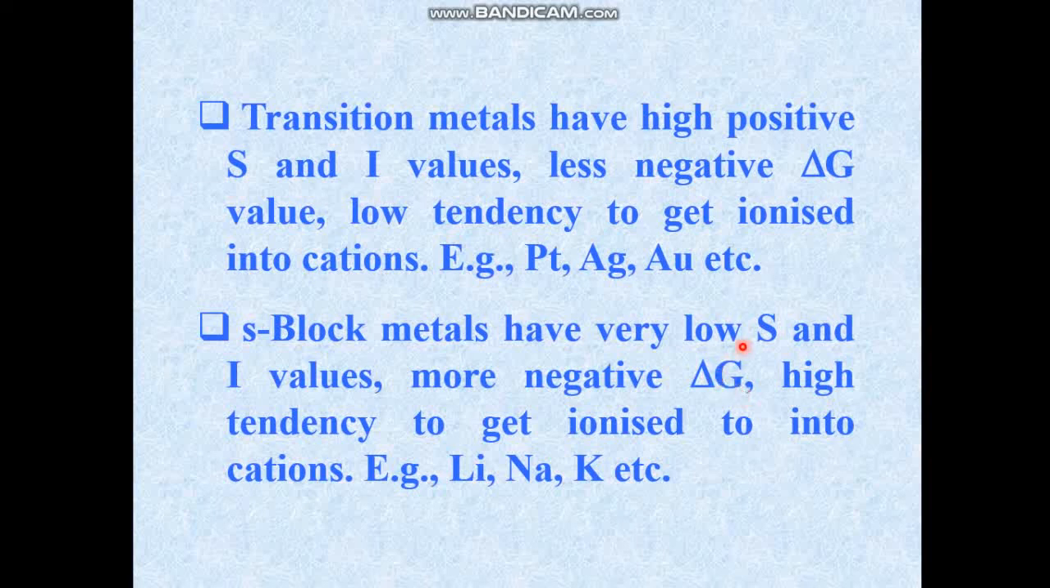So with respect to S and I, if it is asked why the alkali and the alkaline earth metals like lithium, sodium, potassium have the tendency to get ionized so readily, then the answer is that they have very low S and I values. That means low heat of sublimation and very low ionization potential. That means they have more negative delta G values, so they can spontaneously release an electron.